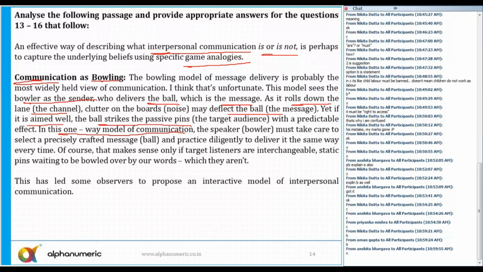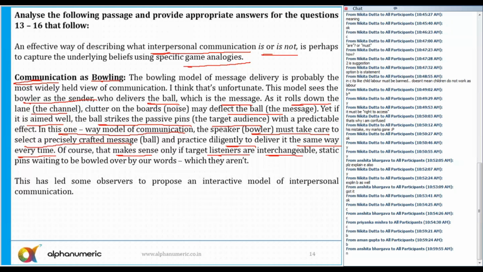Now, who are the passive pins? The passive pins are the target audience. So if you aim it well, then you can get to your target audience. Thus, the bowler must take care to select a precisely crafted message, and he should practice diligently to deliver it the same way every time. Every time his message has to be the same, because this makes sense only if the target listeners are interchangeable.